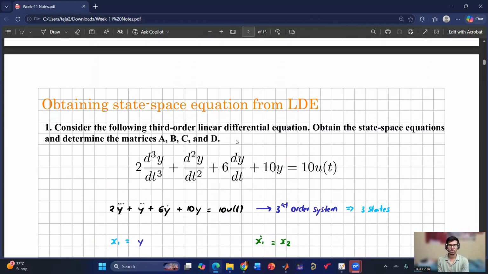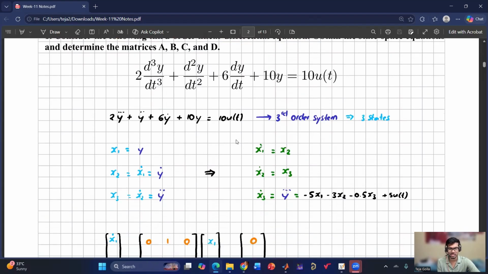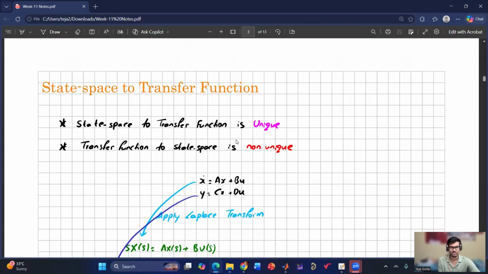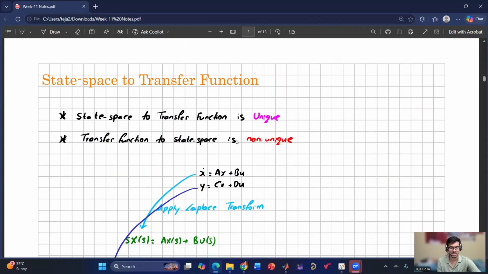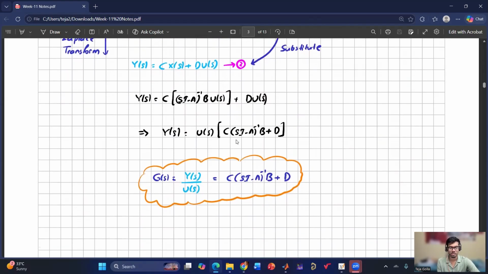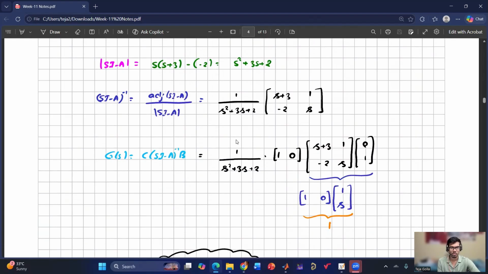Then, in order to get the state space from a differential equation, we have seen how to get the state space equations from differential equations. Based on the order of the system, we considered the states and then solved for the A, B, C, D matrices. Then coming to state space to transfer function, from a given state space we can get the transfer function, and it is obtained by this expression: C into (sI minus A) inverse into B plus D. Then we solved one problem based on that.